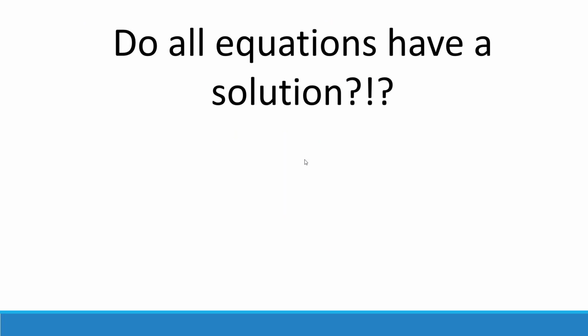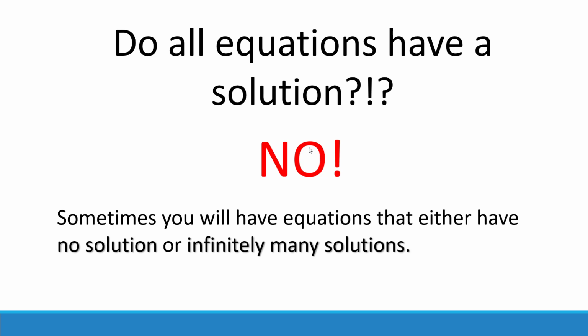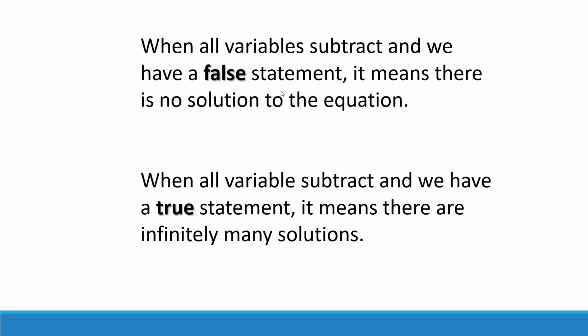Now, do all equations have a solution? And the answer there would be no. Sometimes you'll have an equation that will either have no solution or it'll have infinitely many solutions. You may see this written as all real numbers as well. If you subtract on both sides and you get the variable by itself and you end up with a false statement, so for example, 7 is equal to 0, this is false, and so the answer there would be no solution. However, if you end up with just a true statement, so for example, 7 is equal to 7, this would be all real numbers.